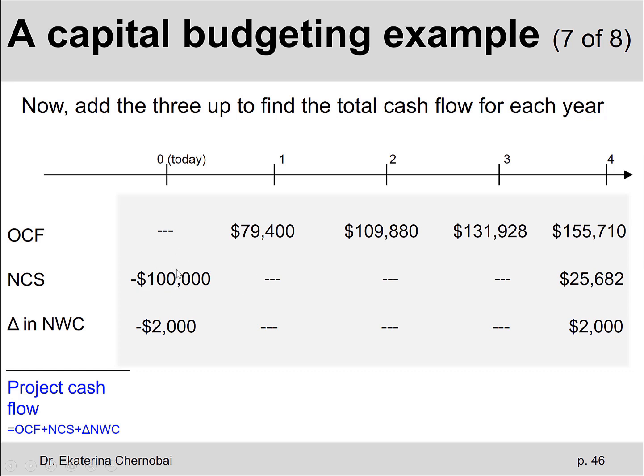Net capital spending is only there for years 0 and 4. Year 0, we buy all equipment. Year 4, we sell it. So cash outflow in year 0, cash inflow in year 4. Change in net working capital, we only have it for years 0 and 4. In year 0, we set aside $2,000 in cash, just in case, to cover any unforeseen repairs. And in year 4, we recover it. So the $2,000 at the end of the 4th year are a cash inflow for us.